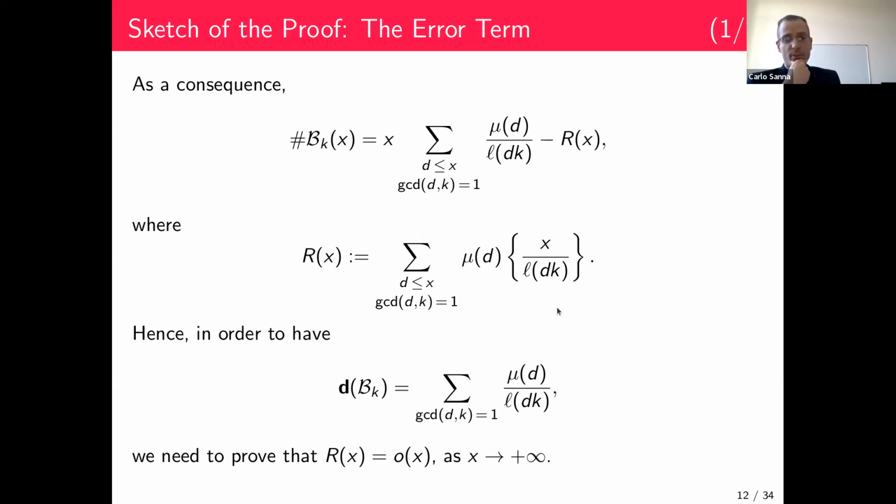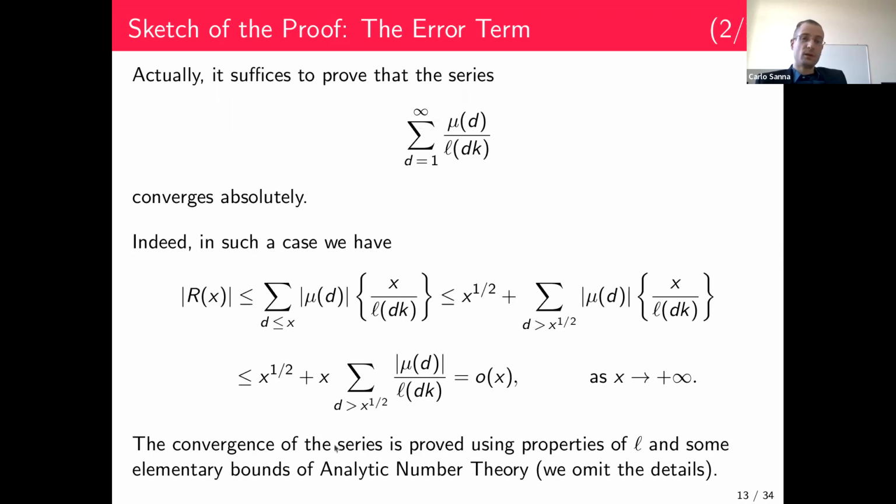And so in order to prove that the natural density of B_k is equal to the desired series, we have to show that the other term is a little o of x. And actually, it's sufficient to prove that the series converges absolutely. So one can kill two birds with one stone.